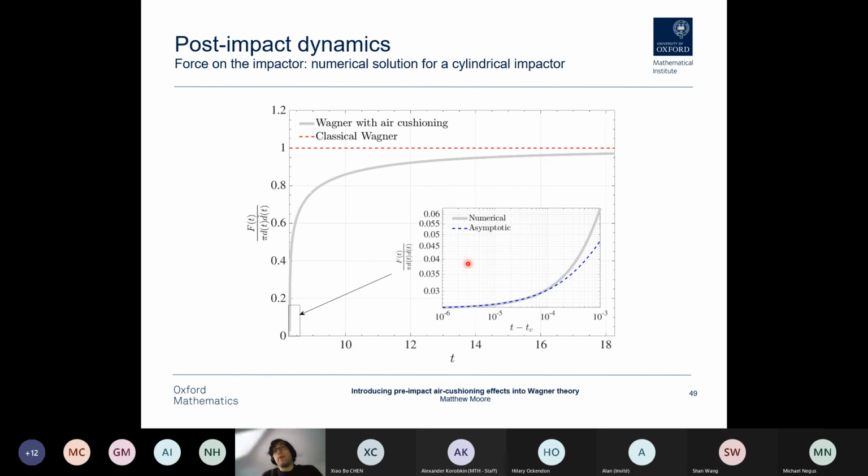And so here's a sort of numerical picture of that. What I'm plotting here is the force on the impactor, the slamming force divided by the Wagner slamming force. Obviously the classical Wagner solution predicts that is 1 everywhere, but the gray line is what happens when you include the air cushioning. Early on, you get this very large reduction of the force, where you get good agreement between the asymptotic and numerical solutions, but eventually that starts to approach the Wagner solution. And by the time T is on the order of 2 times T of C, we're very, very close to the Wagner solution.